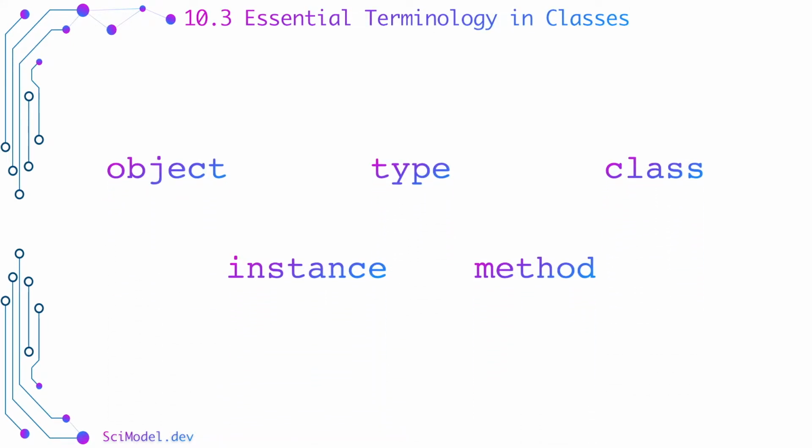Having seen the syntax of a class, we need to understand certain terminologies that are associated with classes. Those terminologies are object, type, class, instance, and methods. You already heard about them in the previous sections of this course, but we will define them now.